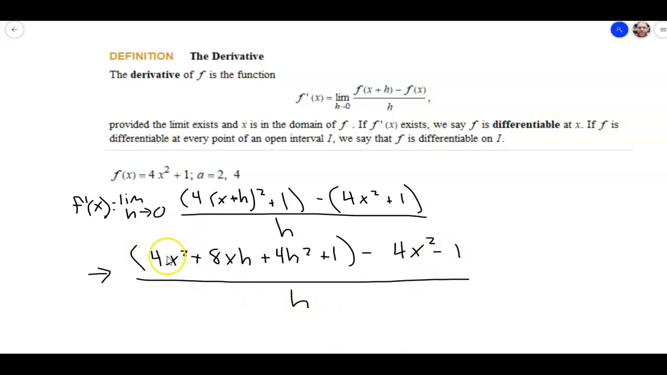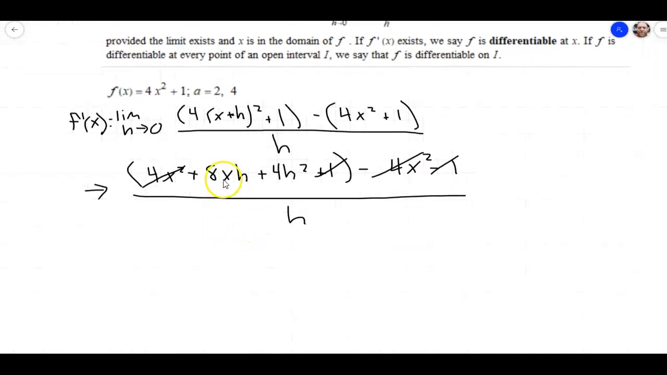Alright, so now I have a positive 4x squared and a negative 4x squared. I have a plus 1 and I have a minus 1. And therefore, here I am left with just 8xh and a 4h squared. Notice that both of those terms have an h in them.